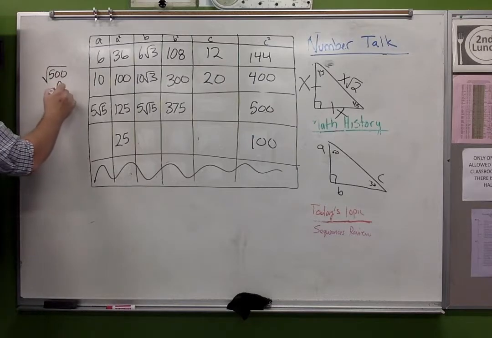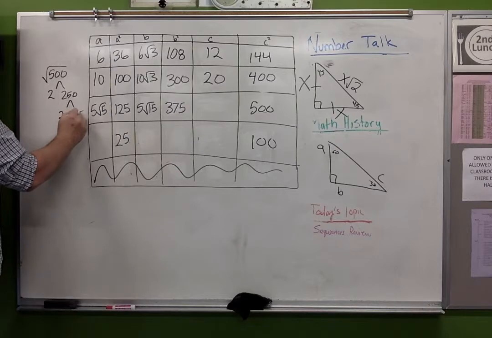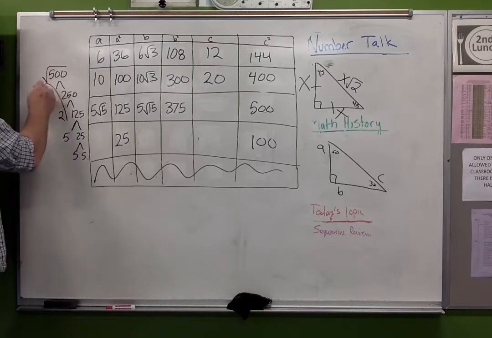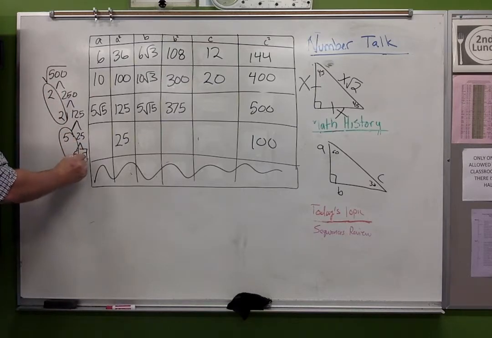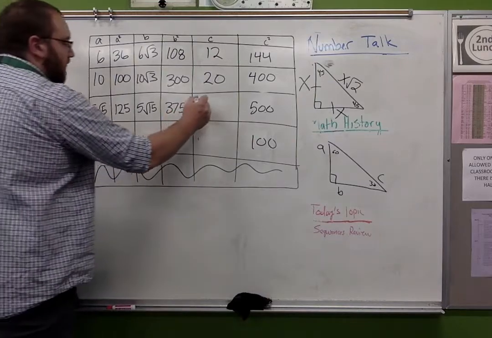So this is 2 and 250. This is 2 and 125. This is 5 and 25, 5 and 5. There's a group of 2, there's a group of 2, and a 5 is left over. So 2 and a 5 come outside. 2 times 5 is 10. A 5 stays inside, so 10 square root of 5.